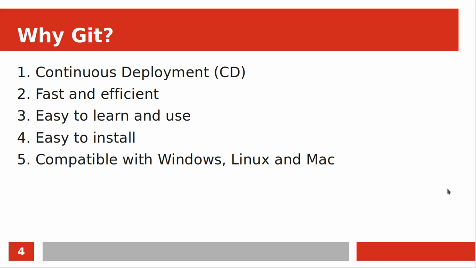So why would you choose Git? Number one is continuous deployment, and for this I'm going to talk about this a little bit later down the road, because I feel it will be better explained with a practical example. For number two, it is very fast and efficient. It is easy to learn and use, easy to install, and it is compatible with Windows, Linux, and Mac.